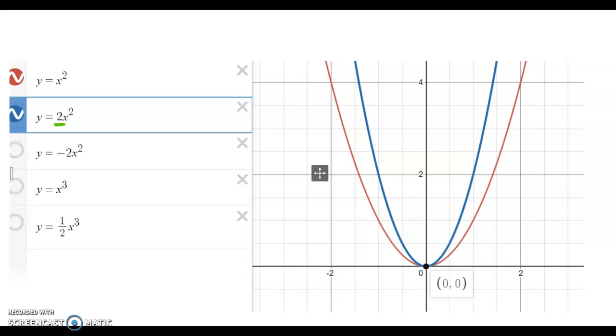Okay, assuming we're feeling good about parent functions and key points, I want to talk about how to graph an a value. Normally, if we're looking at just y equals x squared, which is this red graph here, we know we have a key point at 0, 0. We have a key point at 1, 1, and I'm just going to focus on the right half of the graph here. And then of course we also have a key point at 2, 4.